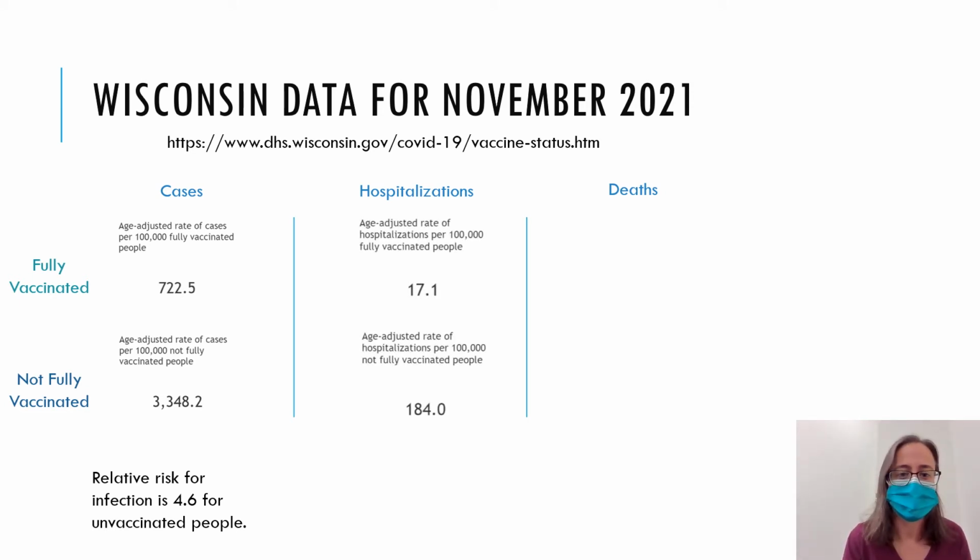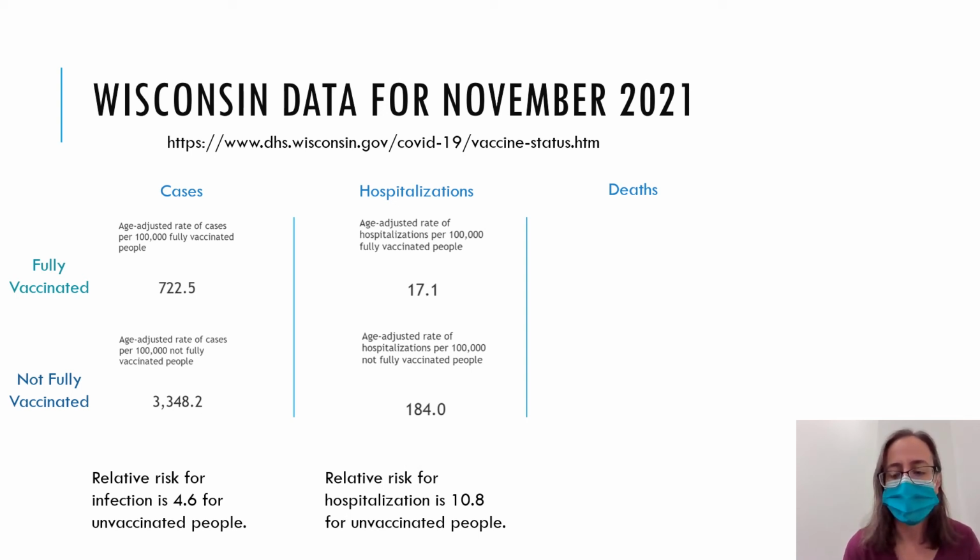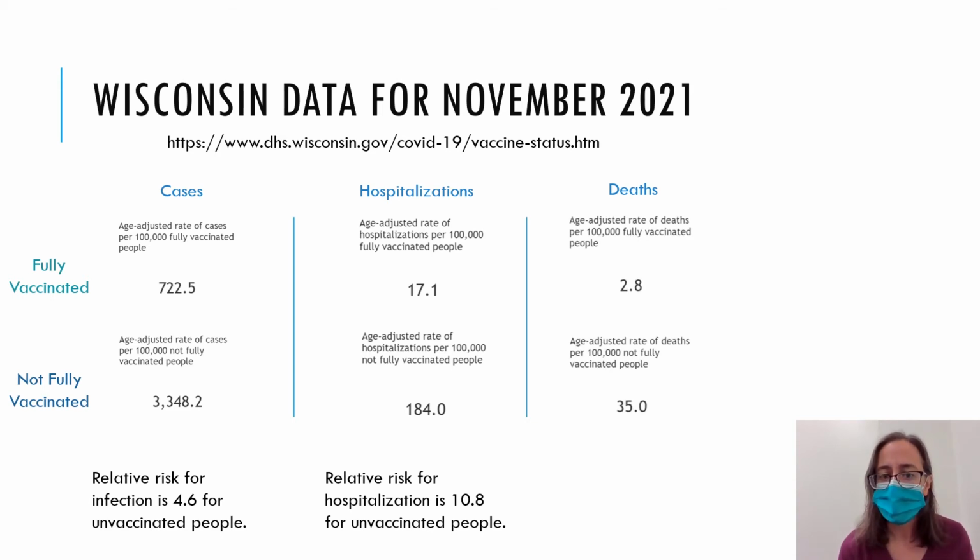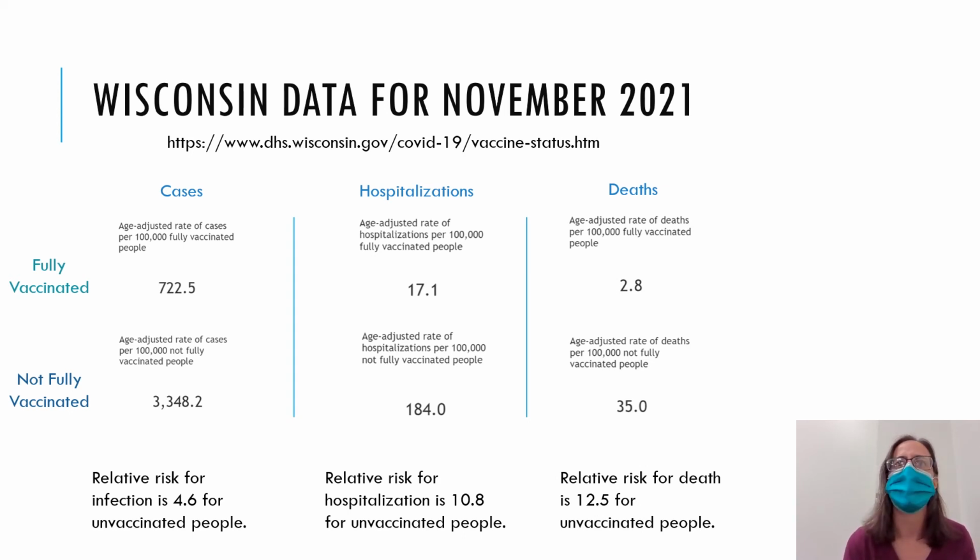All right. Now, when it comes to hospitalizations, again, we see this difference. So the incidence per month was 17 for fully vaccinated people and 184. So the relative risk there was 10.8. So unvaccinated people are more than 10 times as likely to end up in the hospital. And then if we look at deaths, we see a very strong relationship again. So the relative risk for death is 12.5. So we're seeing very strong and very consistent relationship between vaccination status and cases, hospitalizations, and deaths from COVID-19.